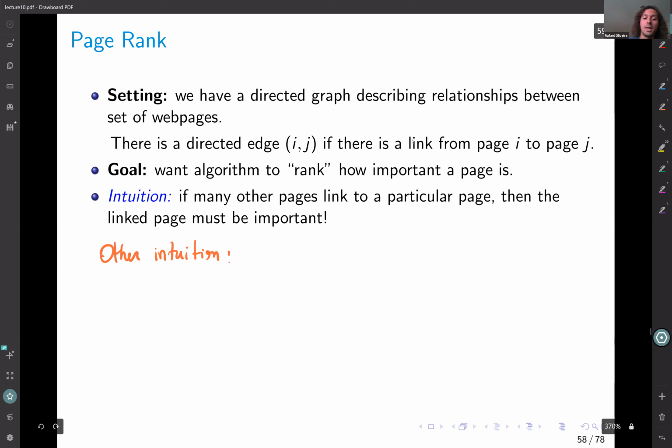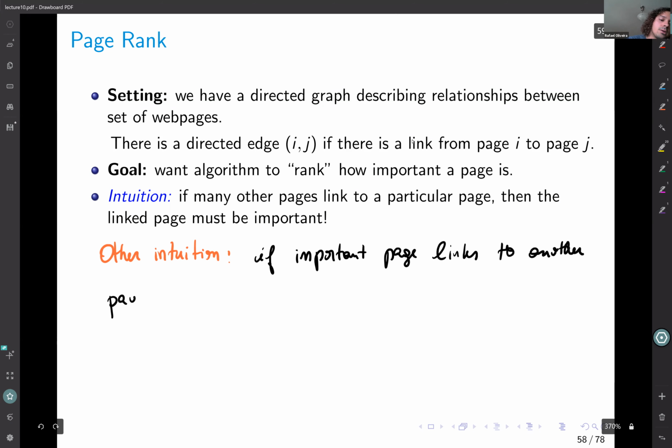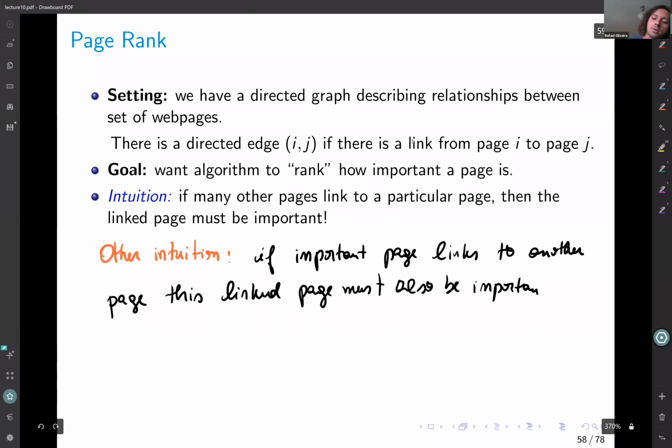is, well, if an important page links to another page, this linked page must also be important, to a certain degree, right? Because if you have a reference that cites another reference, it better be that the other reference is also of somewhat importance. So we need to give weight to this relationship.